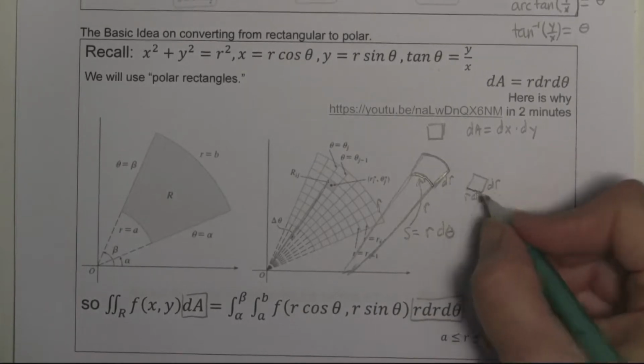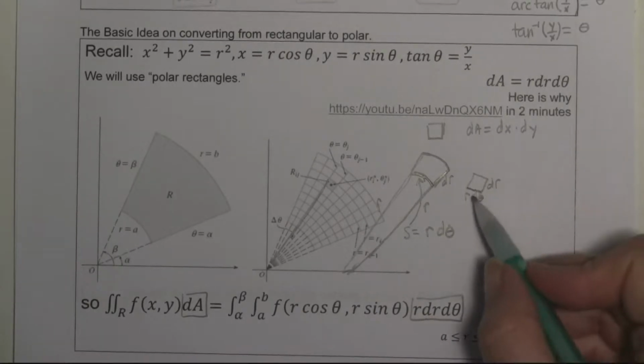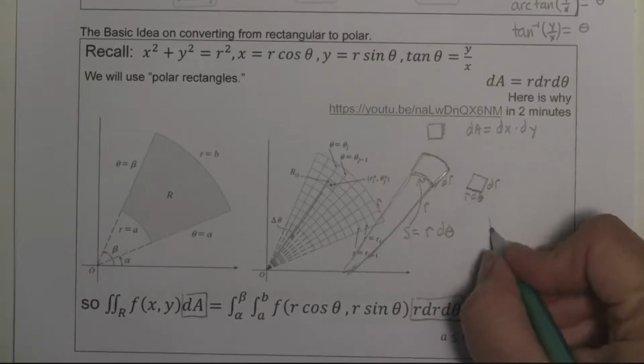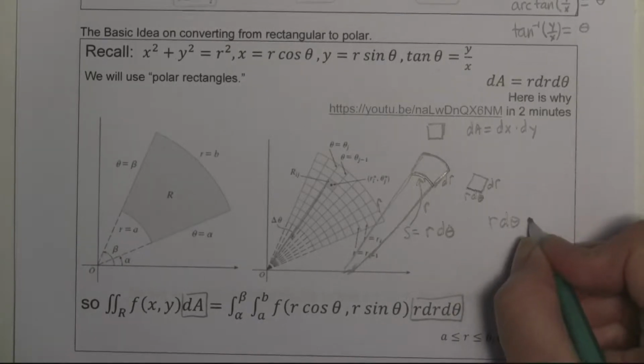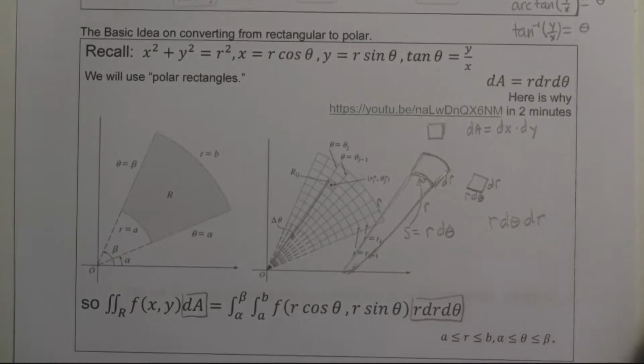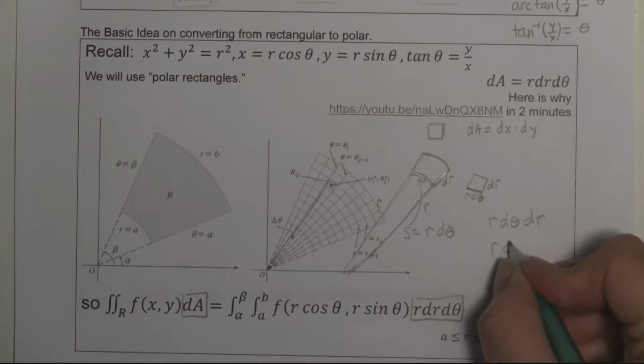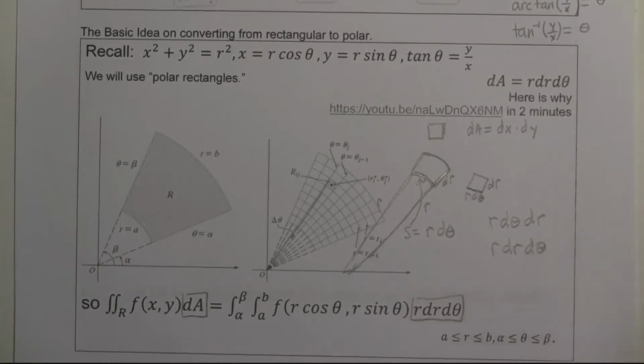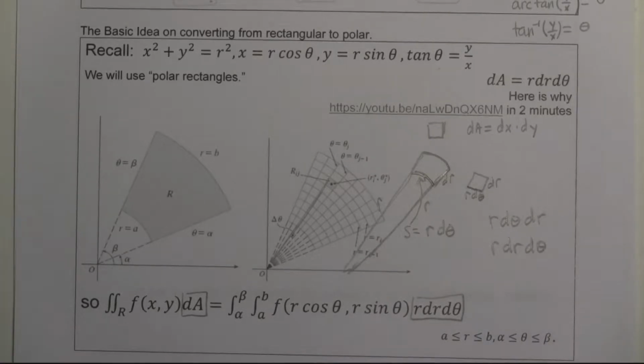And then I'm looking at the area of that, and it is multiply them together, right? R d theta dr. But of course, a better order for that would be r dr d theta. It kind of rolls off your tongue too really nicely. So that's the reason for it.